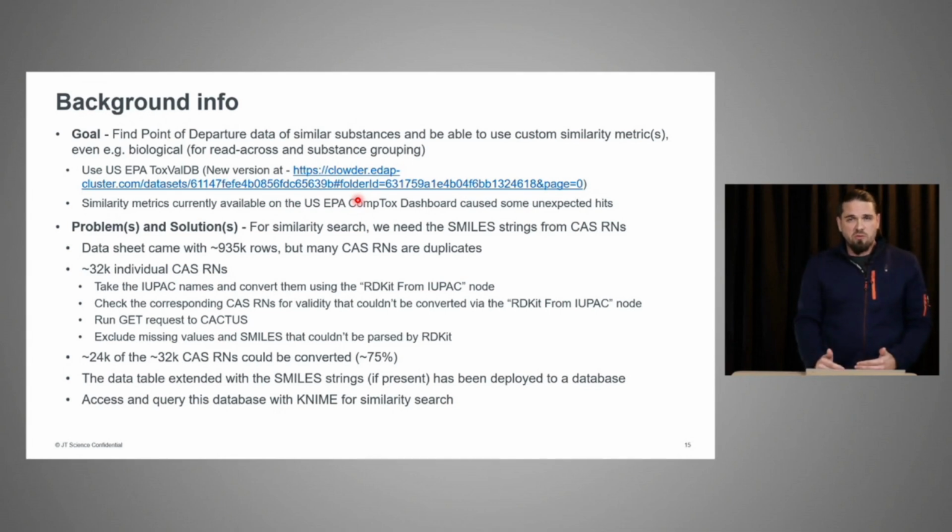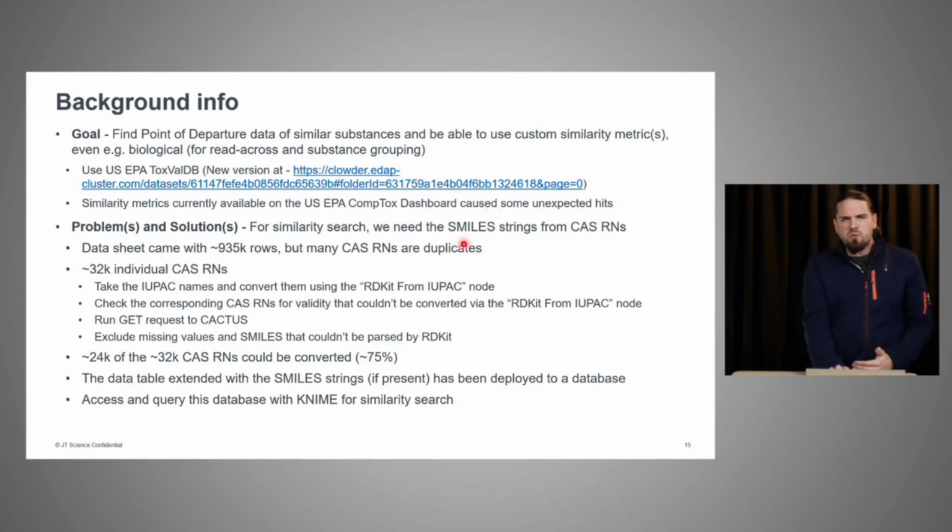Because as I touched on already, it's not just chemical similarity that we want to look at, and that's your standard features that you get in currently existing solutions, but you actually maybe want to look at biological similarity. So for this, as mentioned, we use the US EPA ToxValDB that was published a few months ago, and the similarity metrics currently available in the US EPA CompTox Dashboard. So you can do a similarity search there, but they do give some unexpected hits, and that sort of stemmed this project as well.